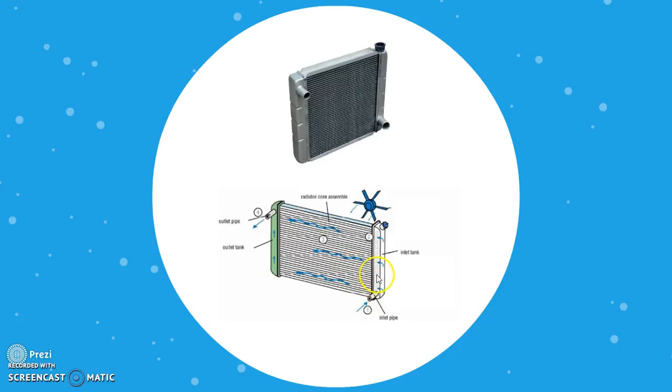Now, as it travels from the inlet tank to the outlet tank, behind this system we have a fan which continuously rotates and supplies air with a certain velocity. This air moves and comes in contact with the outer surfaces of these tubes. As the air has a lower temperature and the heated water coming from the engine has a higher temperature, there will be a transfer of energy from the hot water to the air, and hence the hot water will get cooled down.